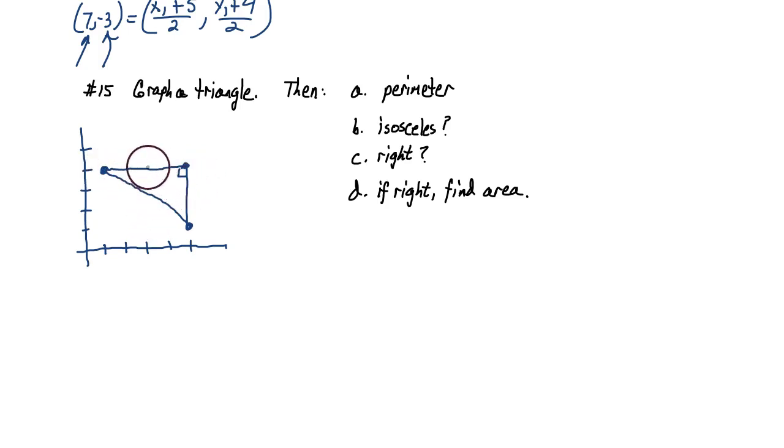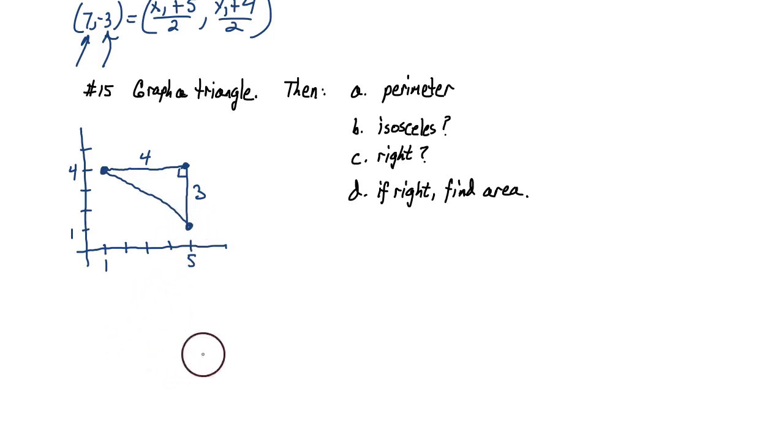The one that is horizontal is easy to find. It stretches from a 1 on the x-axis across to a 5. So how many units is it from 1 to 5? That's 4 units long. The vertical side is also easy to find. It stretches from 1 up to 4. So how far is it from 1 up to 4? That's 3 units. The diagonal one, though, requires the distance formula to solve for.